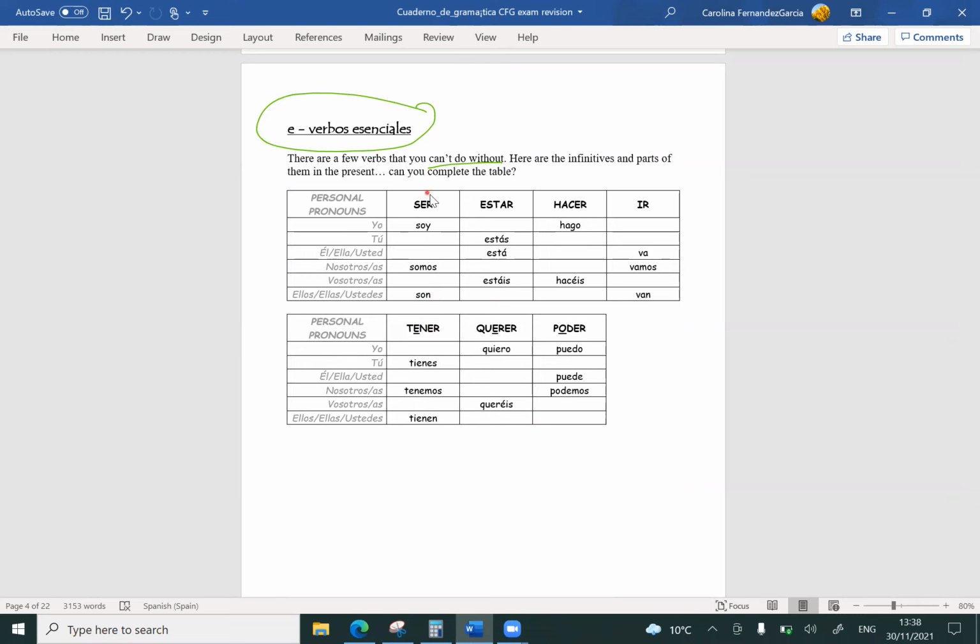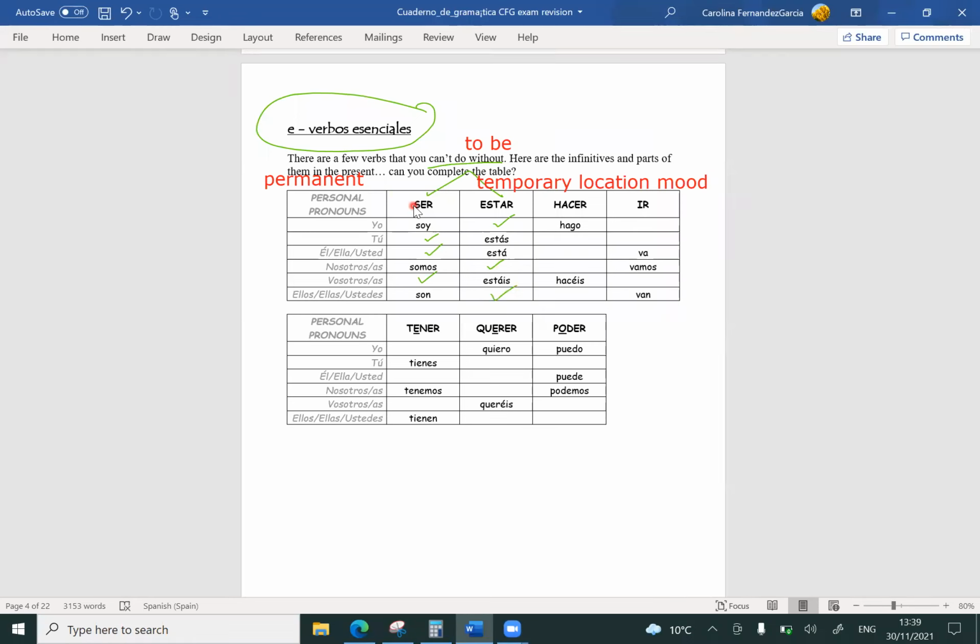So let's start with ser and estar. Ser and estar, both of them mean to be in English. Ser would be more permanent, things that don't change, and estar would be more temporary, a location or a mood or a feeling. Okay, let's have a look at how we conjugate them. Ser: soy, eres, es, somos, sois, son. Estar: estoy, estás, está, estamos, estáis, están.